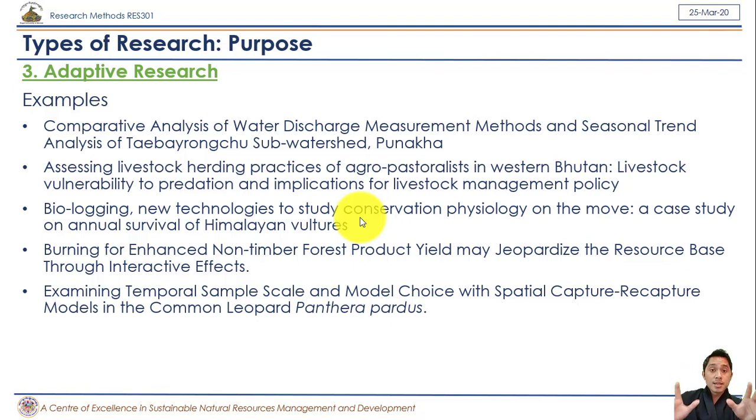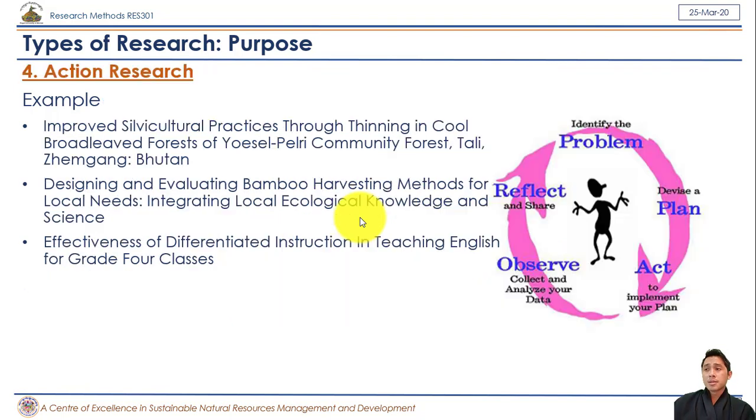So the researchers must have studied ranges of methods to conserve the physiology of the Himalayan vulture, but at last they must have found out that biologging is one of the best ways to conserve. So that's it. Please read other examples. Very good example, as long as you feel that this can be applied and this can be adapted to be used in our environment. That's what adaptive research is all about.